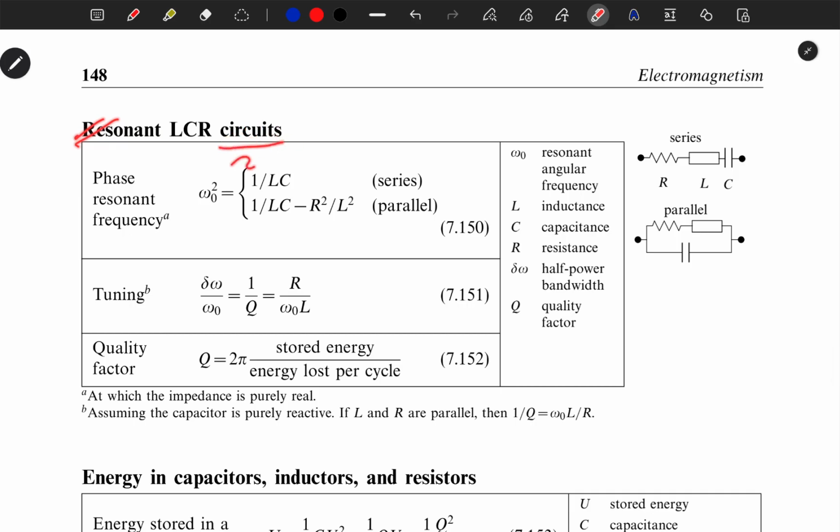Resonant LCR circuit, phase resonance frequency: omega 0 square equal to 1 by LC for a series circuit; for parallel, 1 by LC minus R square by L square. Tuning: delta omega by omega 0 equal to 1 by Q. Q is the quality factor, equal to R by omega 0 L. The quality factor Q equal to 2 pi times stored energy by energy loss per cycle.